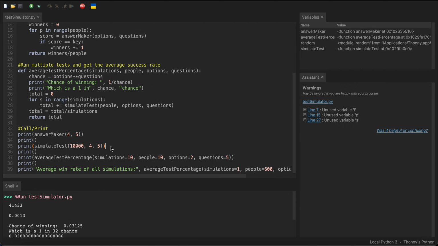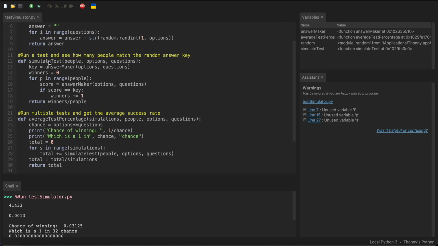So this was kind of a message to me: hey, don't beat yourself up for getting things wrong every once in a while. The fact that you can work through it and get things correct without randomly guessing is honestly impressive on its own. So that's how the simulate test function works.